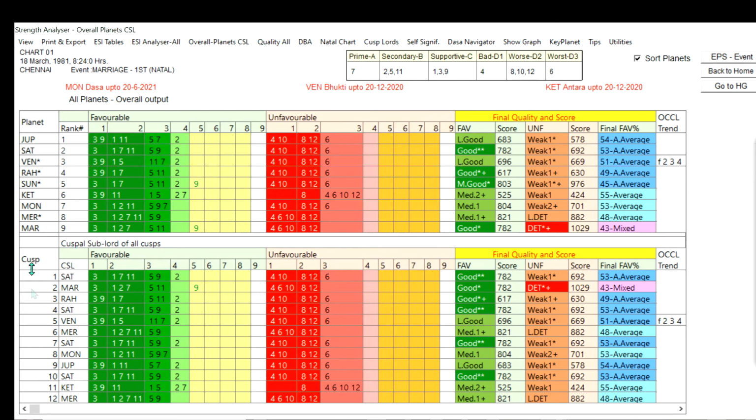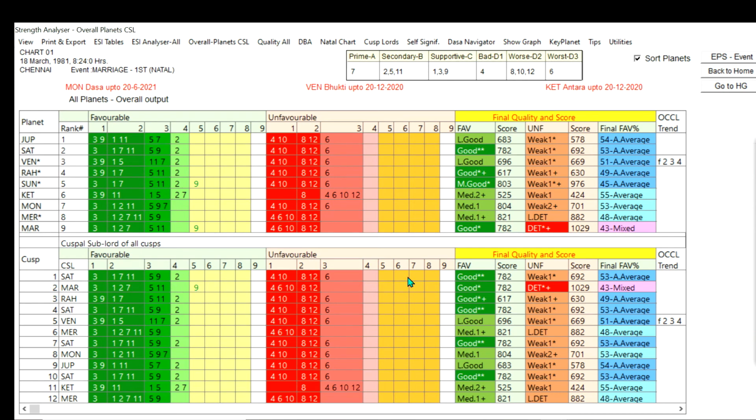Then you can look at the below: all 12 cusps have been given, their cuspal sublords are given, and their significations are also given. What is the usage of that? For example, instead of the marriage event, if you choose the event general prosperity, or some other event, business or whatever it may be, then for each cuspal sublord, suppose you choose general prosperity, 8 and 12 will be detrimental and the 6th house will be in the D2. What will happen? The Lagna cuspal sublord is signifying this unfavorable house grouping.